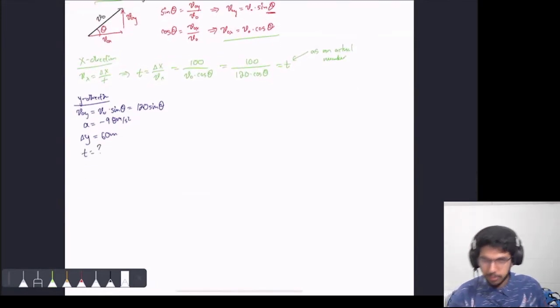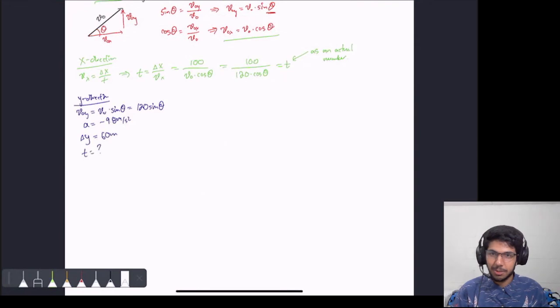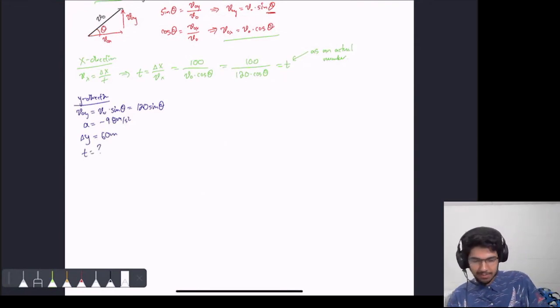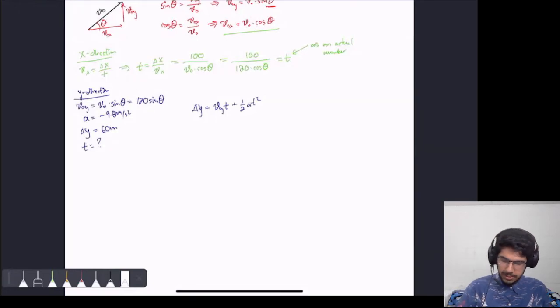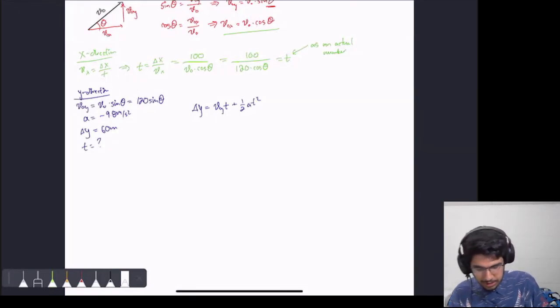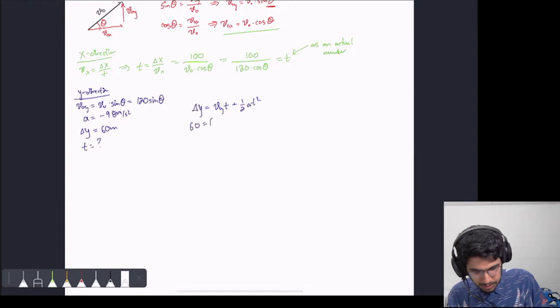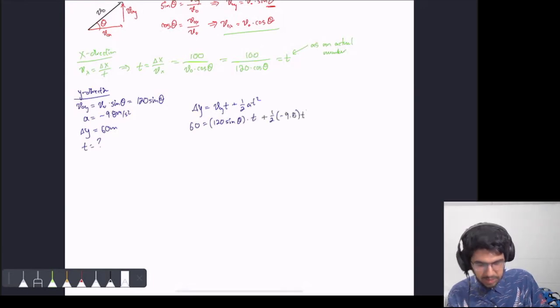And we want time. Time equals question mark. Well, we have 3 variables that we know, and 1 that we don't know. Let's use kinematics. And we'll use this equation again: delta y equals v naught y t plus 1/2 a t squared. And we're solving for t. So let's just substitute. 60 equals 120 sine theta times t plus 1/2 times negative 9.8 t squared.